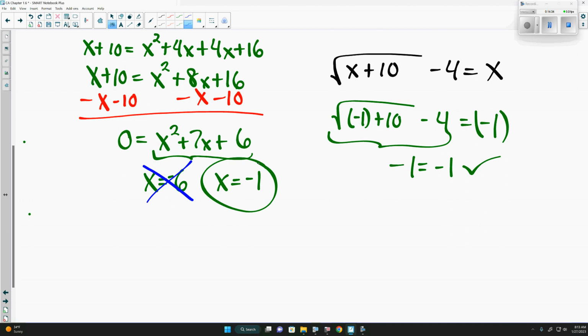The other one is an extraneous solution. It's a solution we get from solving that does not work in the original problem. Questions on this here? We good with this here?